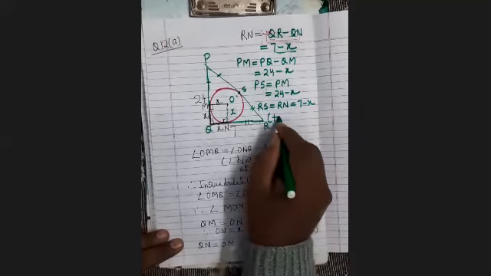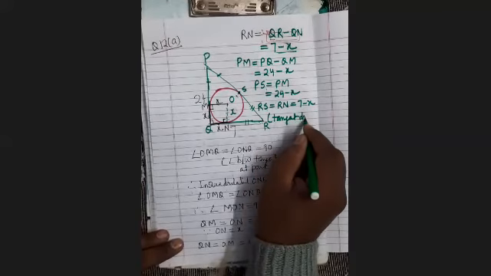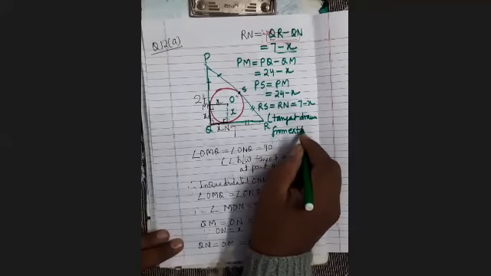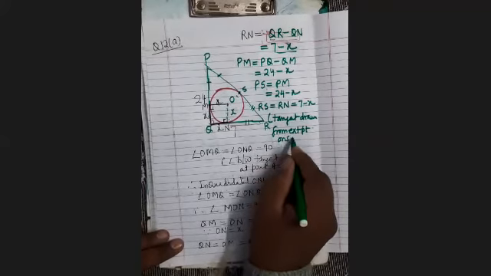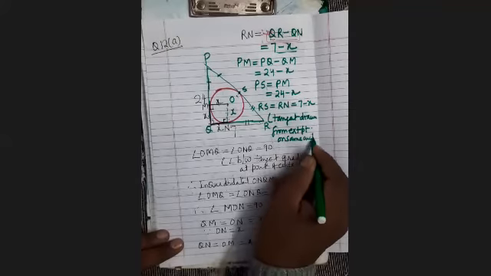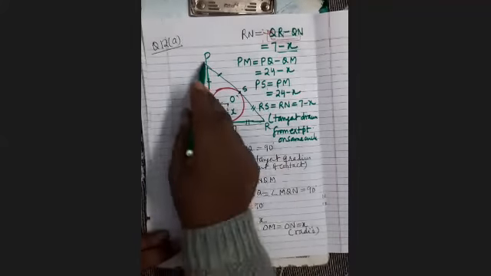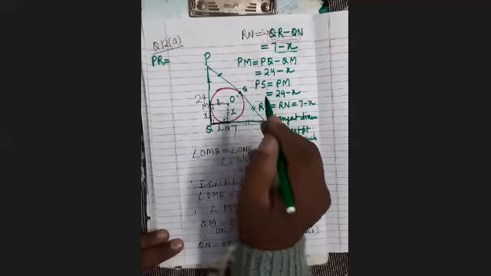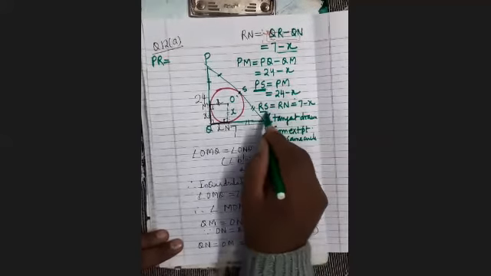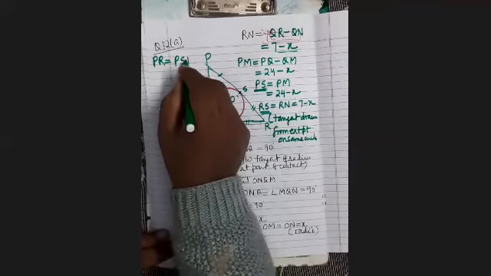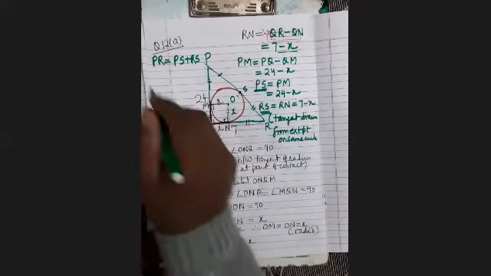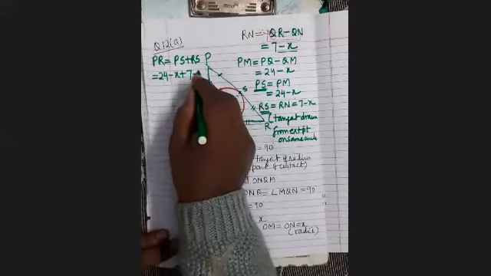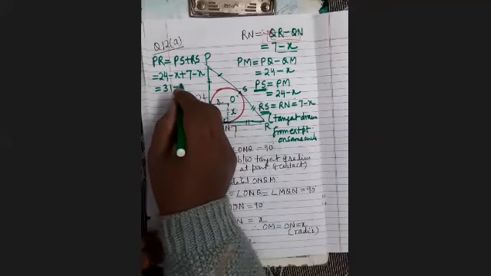The reason is tangents drawn from an external point on the same circle. So what will be PR? PR will be equal to PS plus RS. PS we took from here, RS from here. You put the value. PS is 24 minus X, RS is 7 minus X. That is 31 minus 2X.